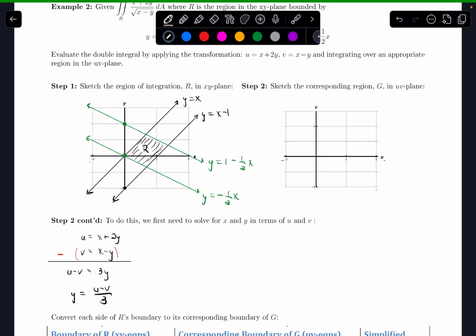So I can take that, and I can sub it into one of my equations. If I sub that into the second equation, I would get that v equals x minus y, and y is (u minus v)/3. So let's isolate x. If I add this fraction to the other side, I'll get x equals v plus (u minus v)/3. And if I get a common denominator, this becomes (2v plus u)/3. So highlighting my formulas, I have y equals this, and I have x equals this fraction. Okay, so we'll use these in a sec.